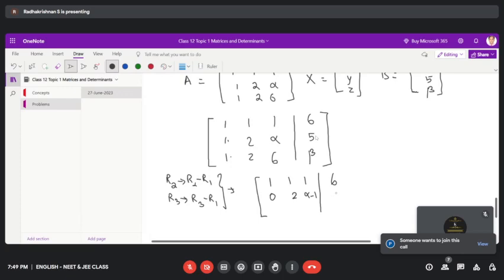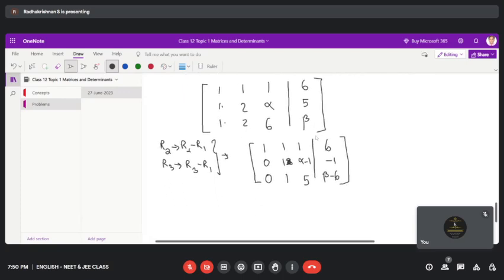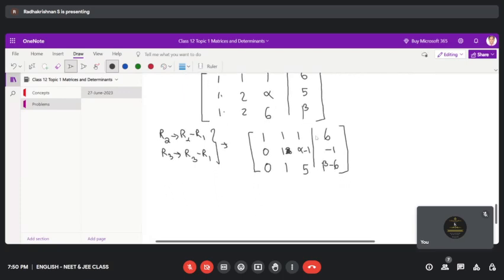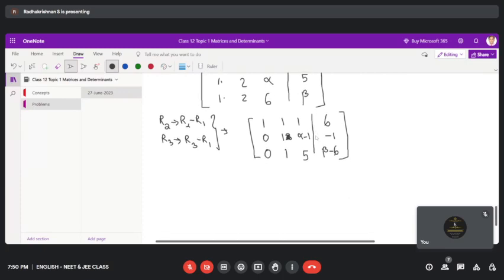And here also you have to do the same transformation. This is R3 minus R1: 1 minus 1 is 0, 2 minus 1 is 1, 6 minus 1 is 5, and this is beta minus 6. So your first transformation gives: 1, 1, 1, 0, 1, alpha minus 1, 0, 1, 5, beta minus 6.